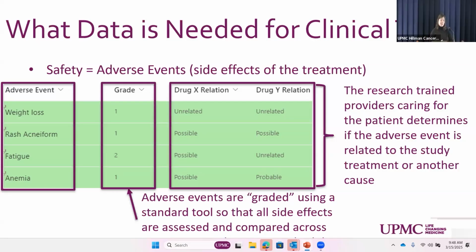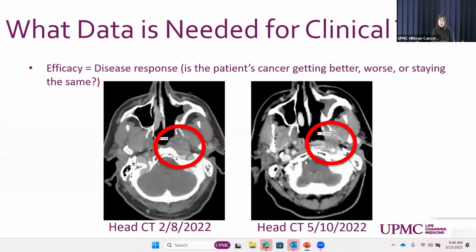So weight loss, is it because the patient was nauseous and they aren't eating, or is it because they're on a diet? Those are the things that investigators are teasing out. From efficacy, we're looking at disease response. Is the disease getting better, staying the same, or getting worse?